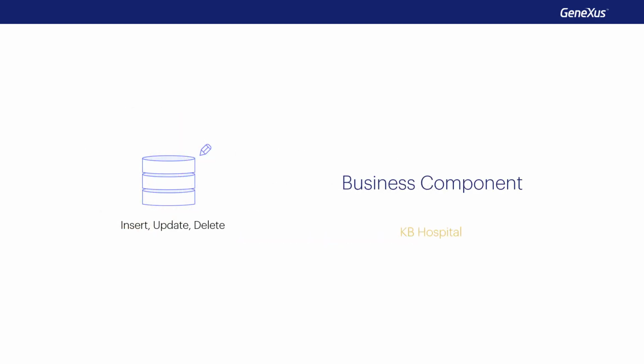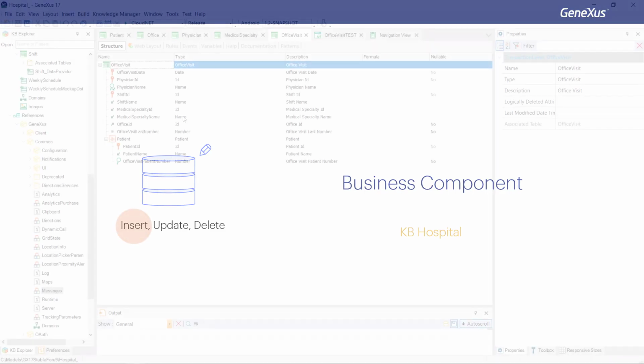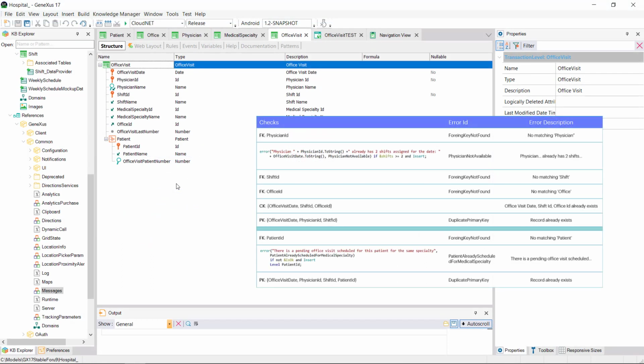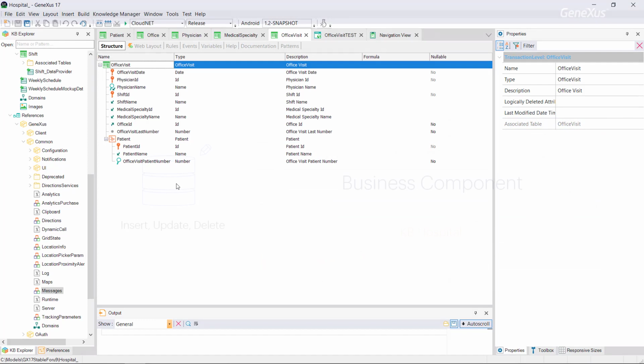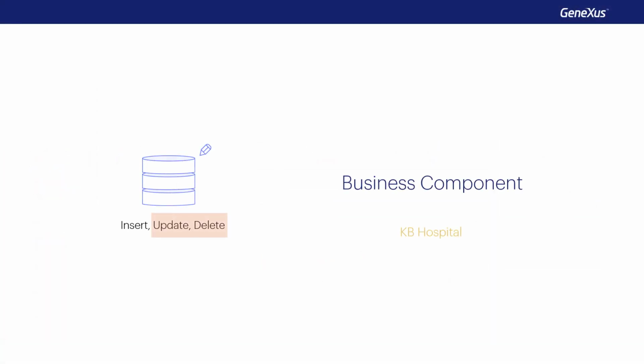focused on a KB for a healthcare service. In the previous video, we saw all the rules, events, and checks that were performed when trying to insert data in a two-level transaction and through the business component. Here, we'll look at update and delete.